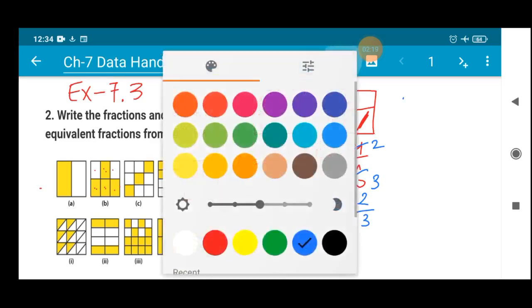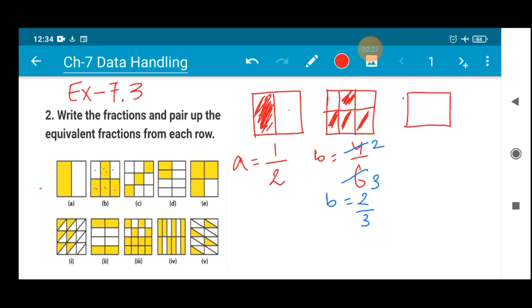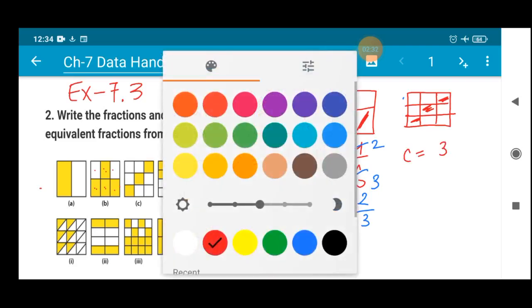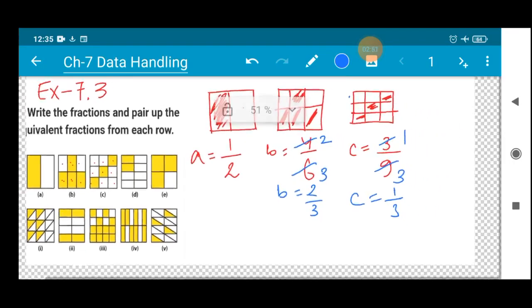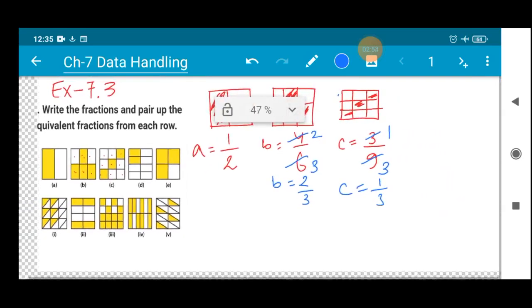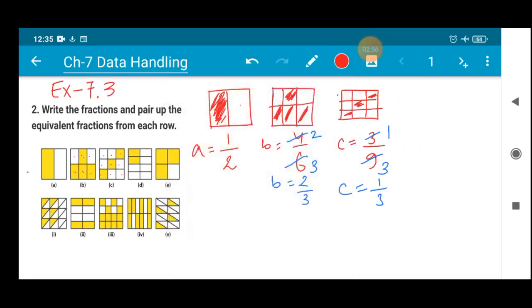So let's do the next one, the third one which we have. It is like this, and 3 parts are shaded, so I can write directly 3 in the numerator. And how many total parts are there? 1 2 3 4 5 6 7 8 9 total. Out of 9 parts, 3 parts are colored. So let us cut this: 3 1s are 3, 3 3s are 9. Cut means we have to convert this into the simplest form, nothing else.